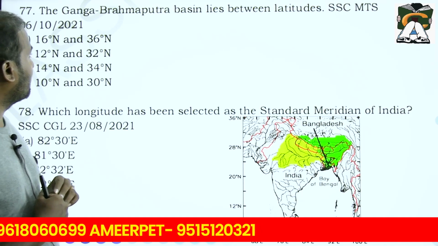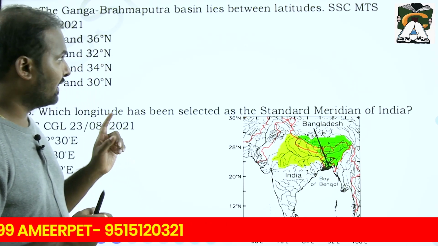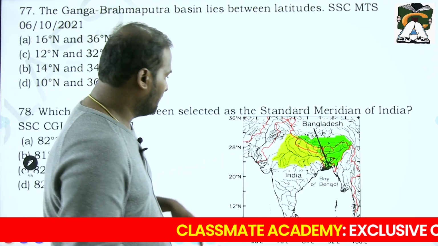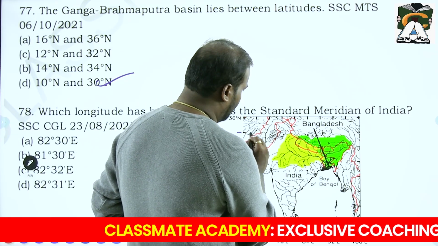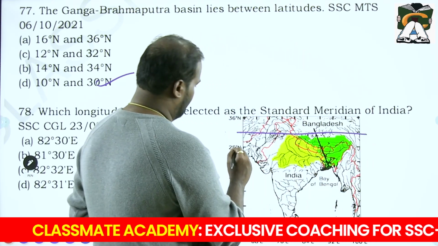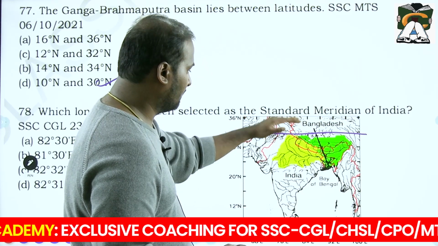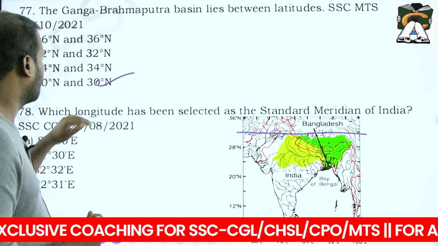Next, the Ganga Brahmaputra basin lies between what latitudes? Your answer is 10 and 30. You can see here, you have to remember this. This is the 30 latitude, around 30, then obviously you have 10. So in between 10 and 30. So your answer is this one.